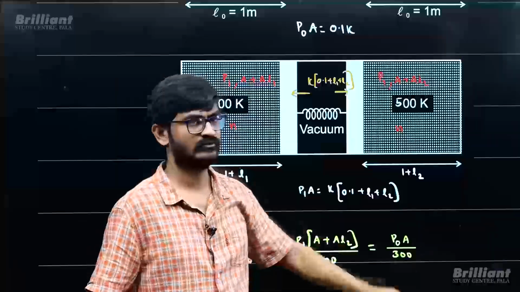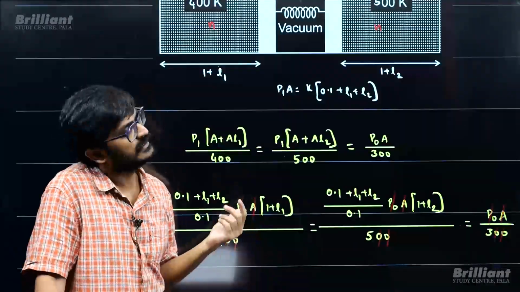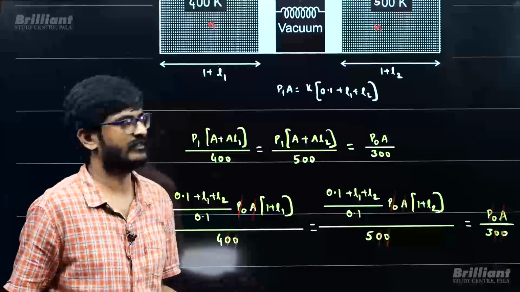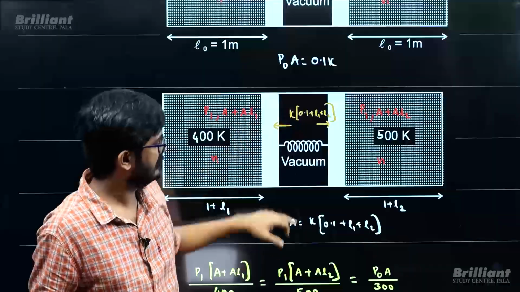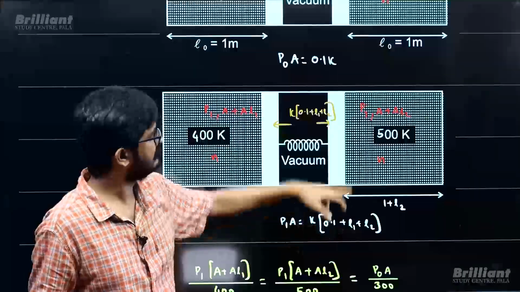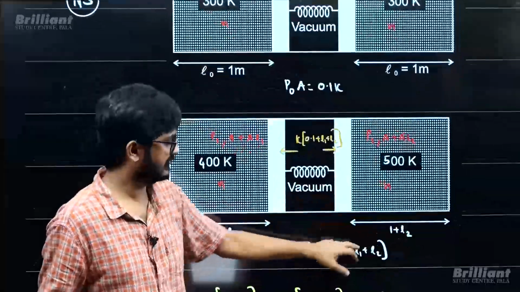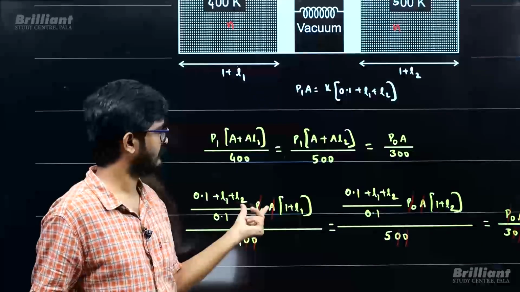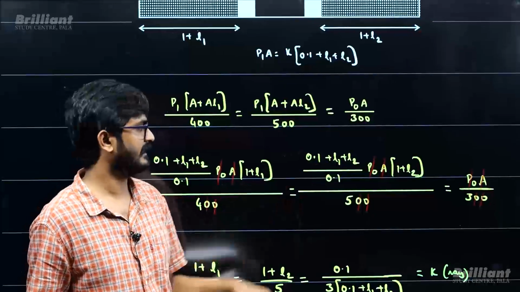This volume is A into 1. I didn't write 1. Yeah. Now we need to get L1 and L2, but we don't know P1 and P0. So we need to eliminate P1 and P0. For that I am going to take help of these two guys. So P1 by P0 will be this by this. So P1 equals that much times of P0. Thereafter I am cancelling P0 and A.